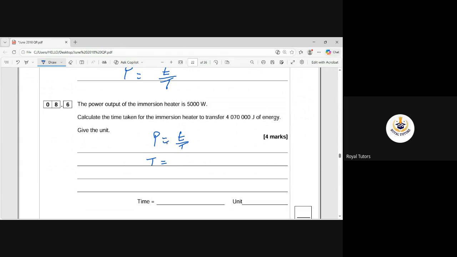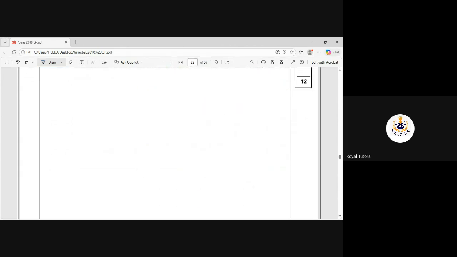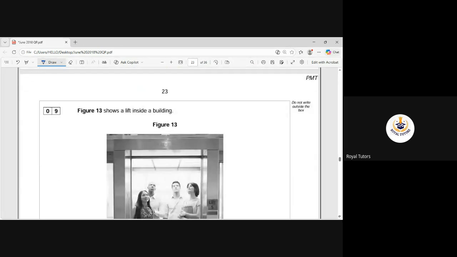You have PT equals to E, so that means T equals to E over P. So your E is 4,070,000 over P, which is 5,000. If you divide this, that is going to give you 814, and the unit for time here is seconds. We are doing exceptionally well.